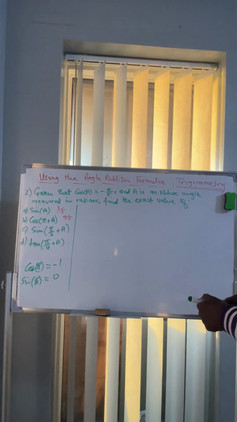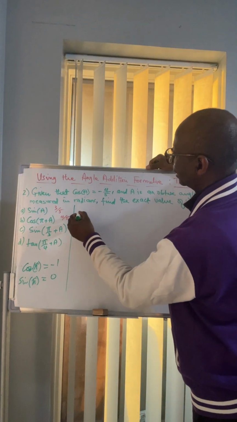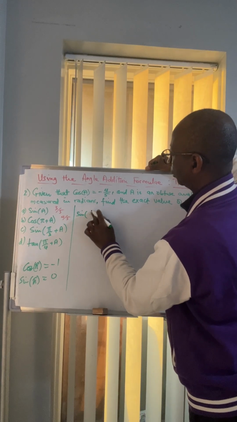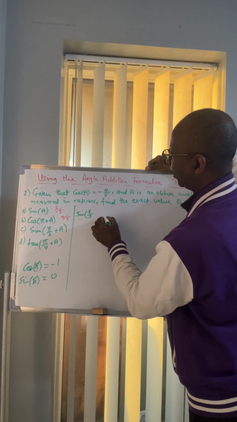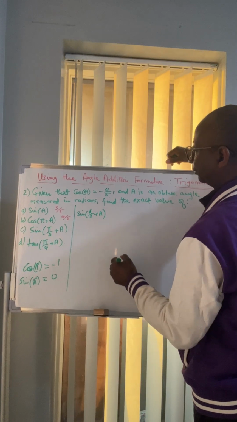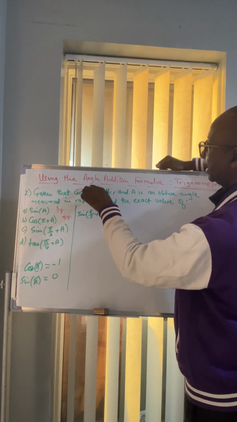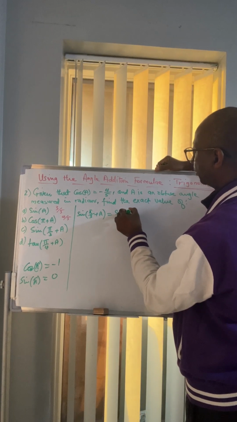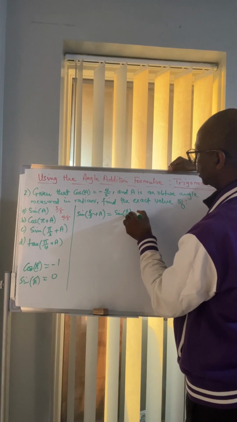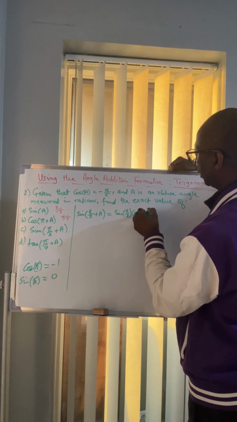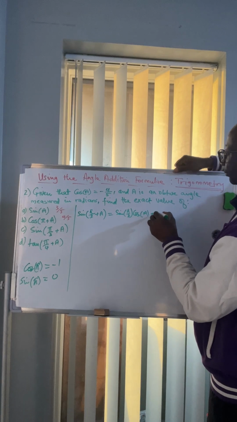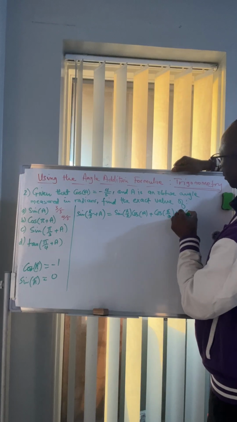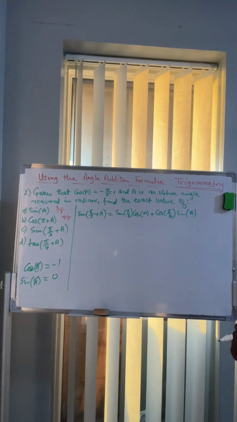Okay, let's look at C. The C part says sine of pi all over 3 plus A. If we expand this using the angle addition formula, this is going to give us the sine of pi all over 3 times the cosine of A, plus the cosine of pi all over 3 times the sine of A. This is what you get.